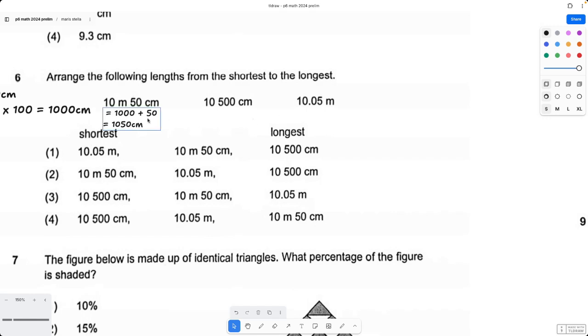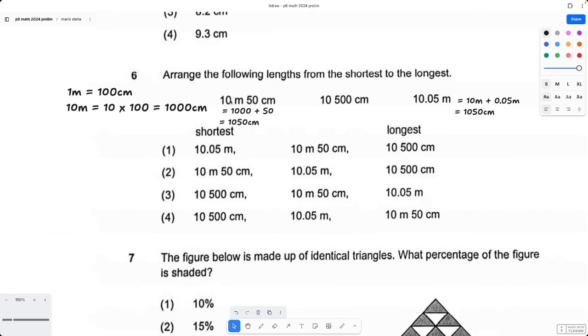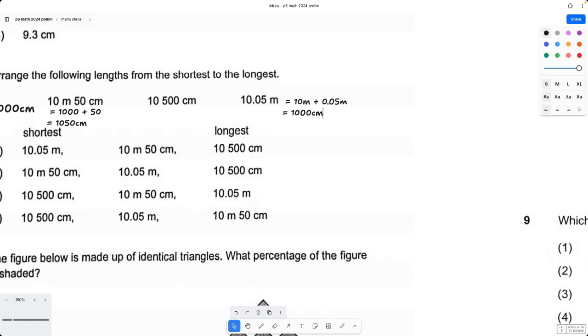So this is equal to 10 meters plus 0.05 meters. We know 10 meters is 1000 centimeters. Then 0.05 meters is equal to 0.05 times 100, which is equal to 5 centimeters. So this would then be 1005 centimeters.